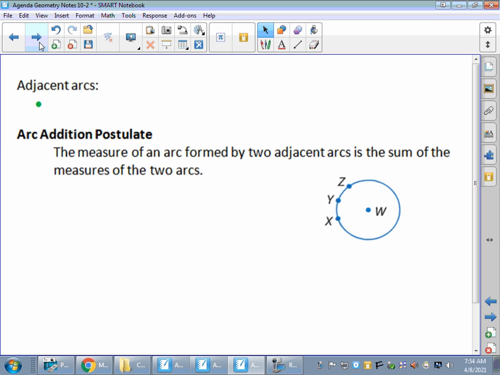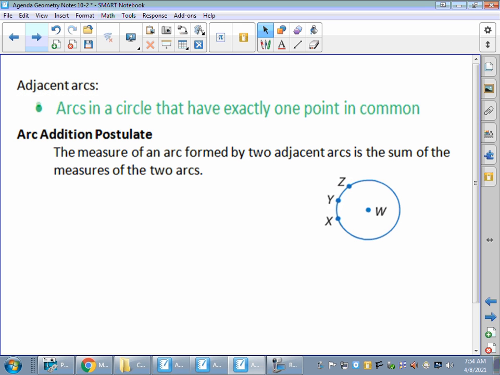Let's talk about adjacent arcs. We know the word adjacent. We've been talking about this all year. Adjacent means next to each other, right? So arcs in a circle that have one point in common. So if I look at this diagram right here, I've got an arc XY and I've got an arc YZ. Those guys share the endpoint Y. They are next to each other. So we could say arc XY is adjacent to arc YZ.